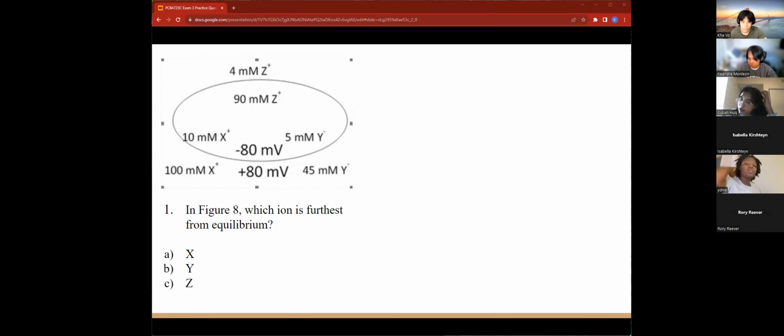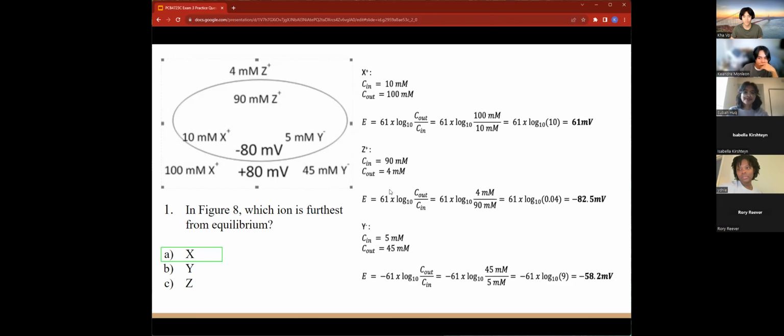Okay, so someone said B. The answer is actually A. You can click next, and then click again. When you see a question set up like this, with the concentrations both inside and outside the cell, and it's asking about ions and equilibrium, your first thought should be the Nernst potential equation.